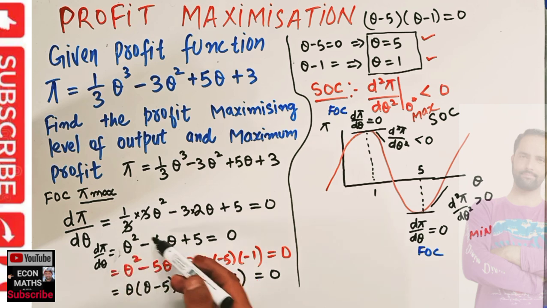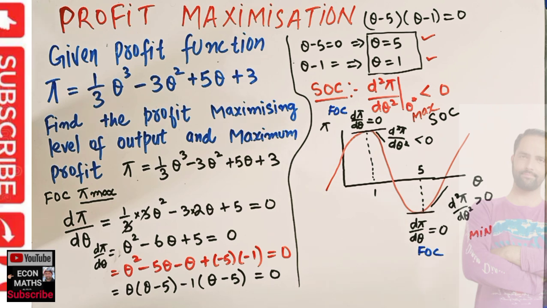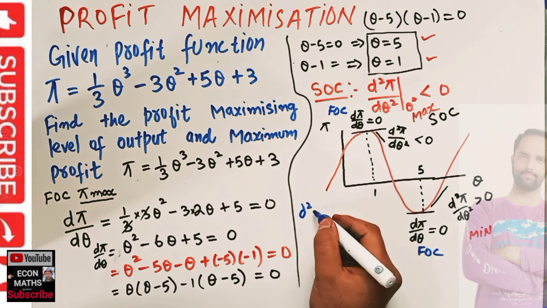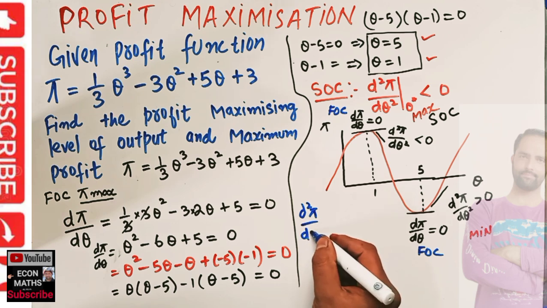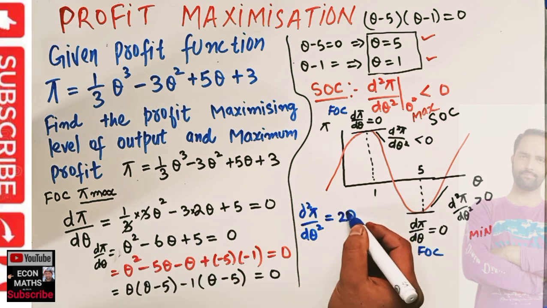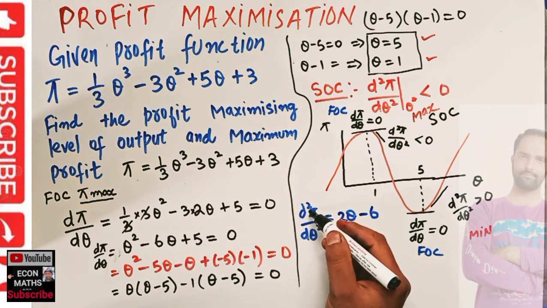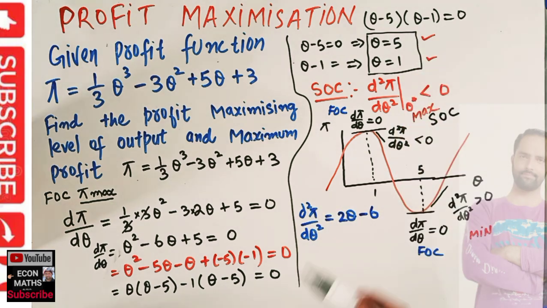So this is our first order derivative. Now let us write it here, d²π/dq². I am just trying to see what our second order derivative is. This is our first order derivative. So the derivative of q² is 2q, the derivative of q is 1, so we are left with minus 6. The derivative of a constant is 0 obviously. So this is our second order derivative, and we evaluate it at the critical points. We have two critical points, q equal to 5 and q equal to 1. Let us evaluate it first at q equal to 5.